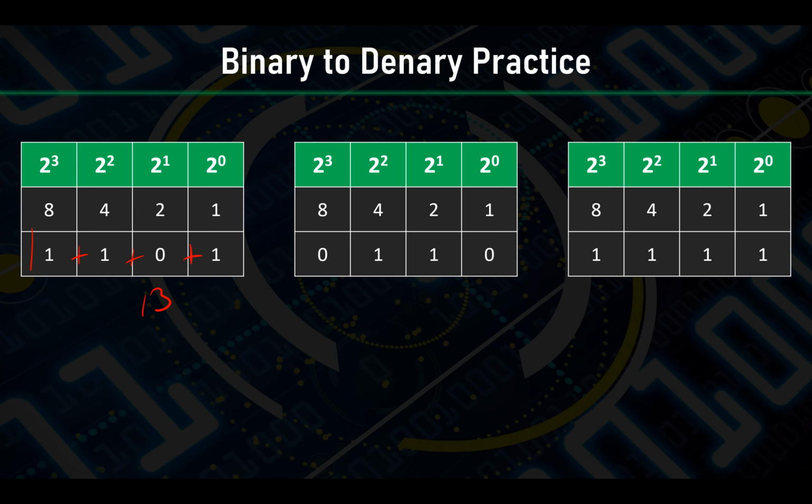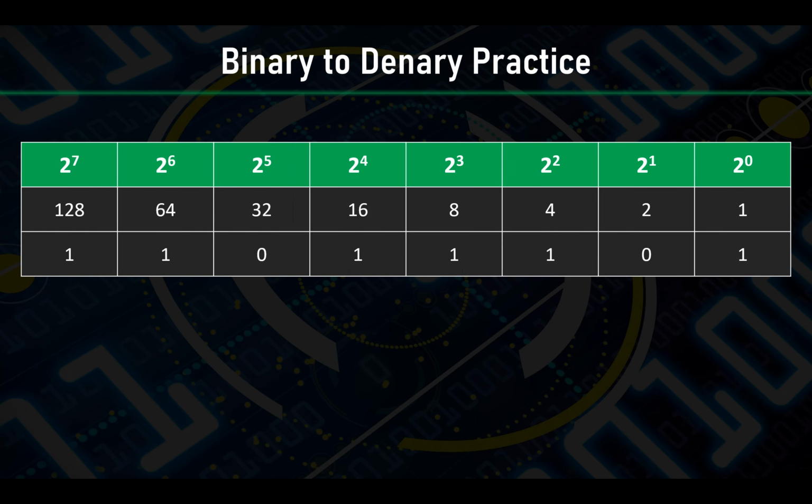If you've done that, the next one, 4 plus 2 is just going to be 6. And then the last one, 8 plus 4 plus 2 plus 1, that's going to be 15. Some of these you should start to remember. If we have 4 bits and they're all 1s, then it's going to be 15. If we have 8 bits and they're all 1s, it's going to be 255. Some of these common ones you should start to remember.